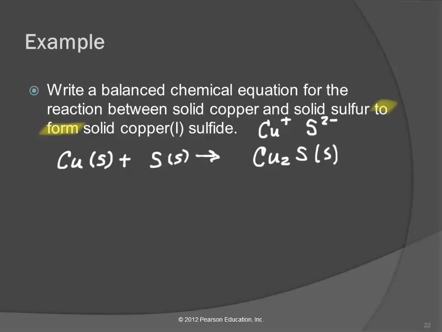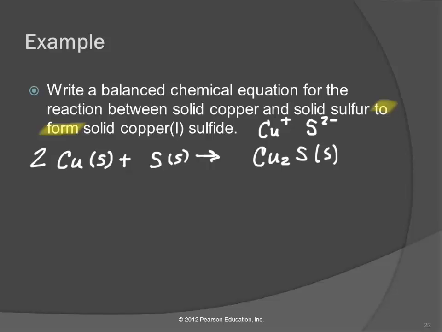So copper shows up first. Let's see if copper is balanced. How many copper atoms are on the left side of the arrow? 1. And how many are on the right side? 2. So that's not the same. We have to make them the same. Well, we're going to add things. We're not going to take things away, and we can't change subscripts. So I'm going to put a 2 here. Now I have 2 copper atoms on the left, and I still have 2 on the right.